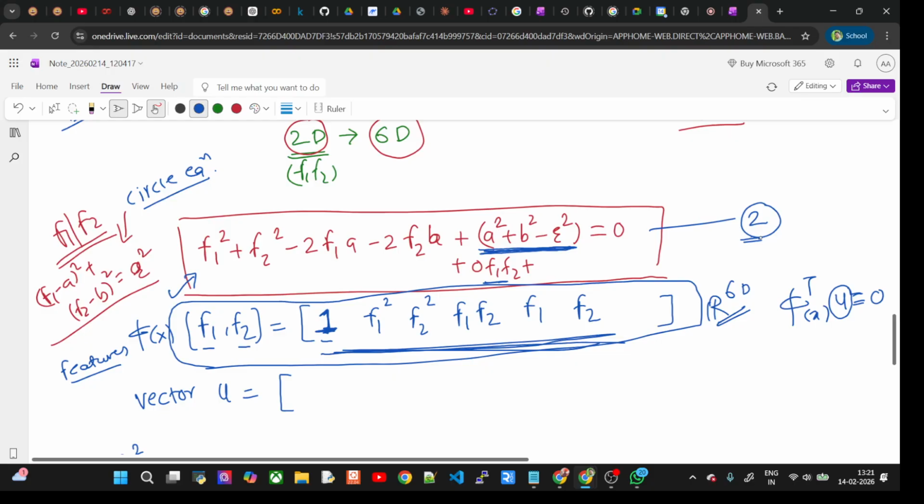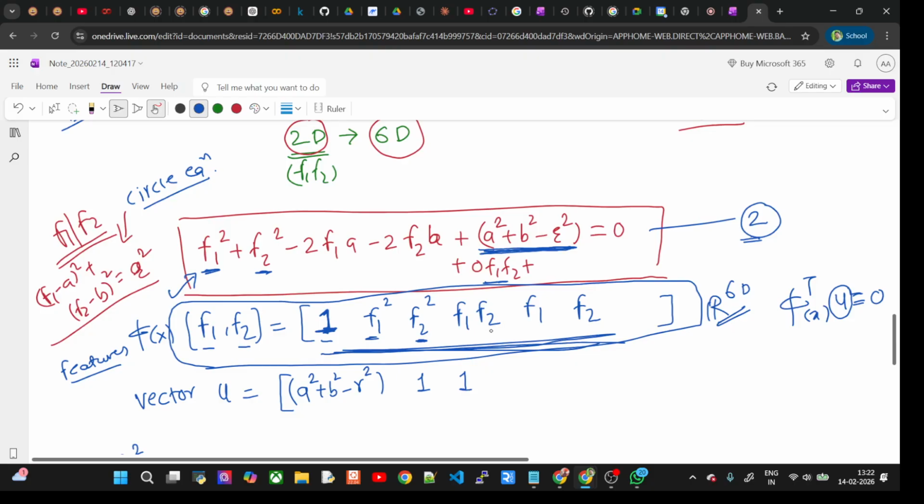What is your constant in this equation number 2? It is a square plus b square minus r square. So if you multiply 1 and a square plus b square minus r square, you will get a square plus b square minus r square. Now the next term is f1 square. You are having f1 square, here also f1 square, so there is no problem, you can simply multiply by 1 to get f1 square. Next term, f2 square, same here, so just multiply by 1, no problem.